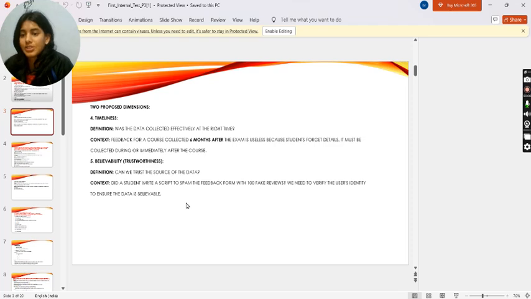Two proposed dimensions. Fourth, timeliness. Definition: was the data collected at the right time? Context: feedback for a course collected 6 months after the exam is useless because students forget details. It must be collected during or immediately after the course. Fifth, believability, trustworthiness. Definition: can we trust the source of the data? Context: did a student write a script to spam the feedback form with 100 fake reviews? We need to verify the user's identity to ensure the data is believable.